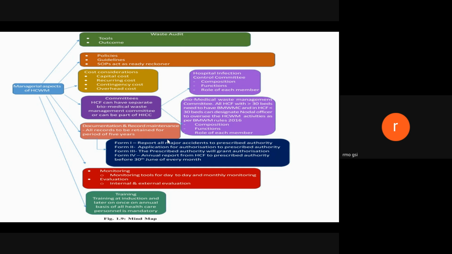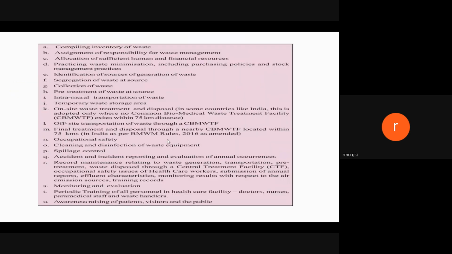You have to keep all the documents ready and maintain all the records. These are the various forms given in the guidelines and the Act of 2016, the Biomedical Waste Management rules. So I will not go into detail again for that. Monitoring, internal and external evaluation, and training of all the personnel who are generating the waste. Monitoring generation, transporting, and also final disposal. You have to focus on all aspects.